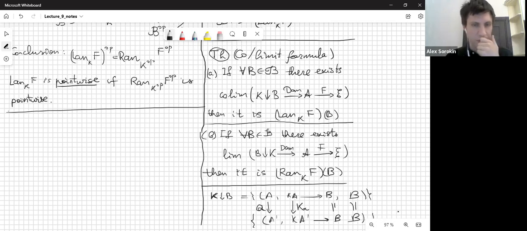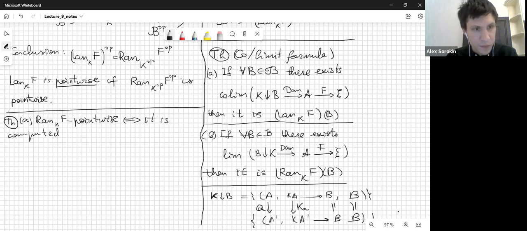Okay, so these formulas give us left and right Kan extensions if they exist. Now, what is the connection with pointwise Kan extensions? The answer is the following. Part A: the right Kan extension is pointwise if and only if it is computed as, and let's call this formula, if you don't mind, 2 stars, and the above formula 1 star.